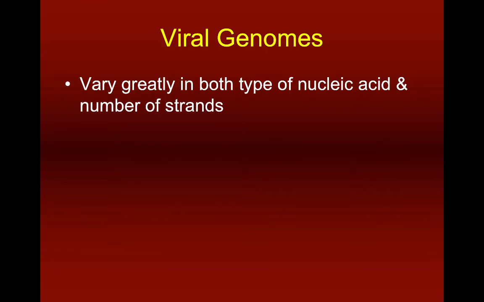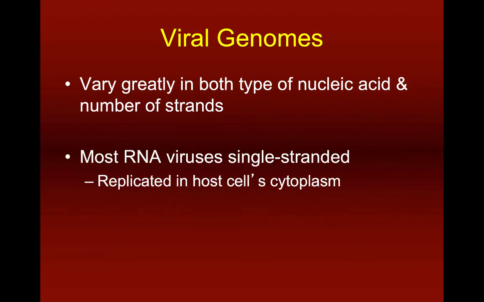As far as the number of genes in a viral genome, typically it's not very many. You might be looking at single-digit genes, maybe a couple of dozen genes at most. RNA viruses, in particular, tend to be single-stranded, although there are double-stranded RNA viruses, and there are both single and double-stranded DNA viruses as well.